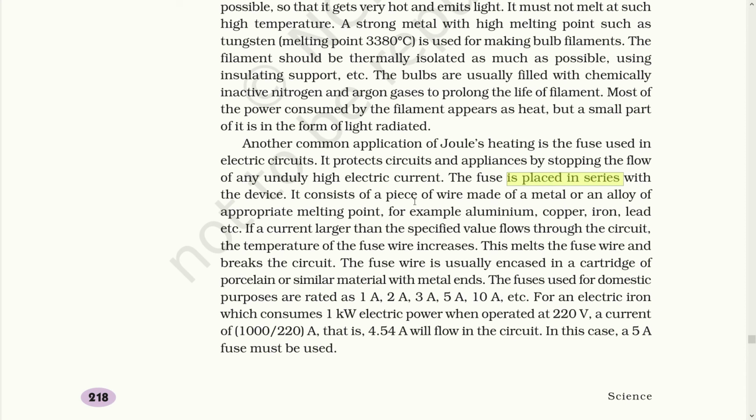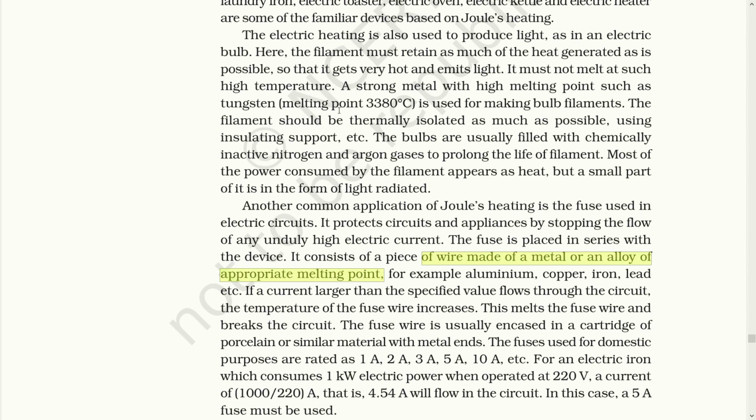It consists of a piece of wire made of metal or alloy of appropriate melting point. So here we need a wire with a low melting point, so it can melt easily, while in the case of a bulb we need a metal with a high melting point, so it can generate a lot of heat to produce more light. The metals used in fuse may be aluminium, copper, iron, lead, etc. When a current larger than the specified value flows through the circuit, the temperature of the fuse wire increases. This melts the fuse wire and breaks the circuit.